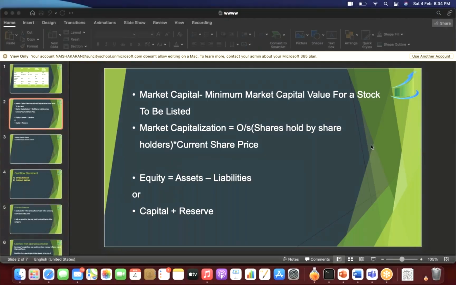Before we move on, please see at the bottom of this slide, there is equity. We had done this yesterday also. Somebody asked me right now, why are there two figures given? Share capital plus reserves and surplus is equity.